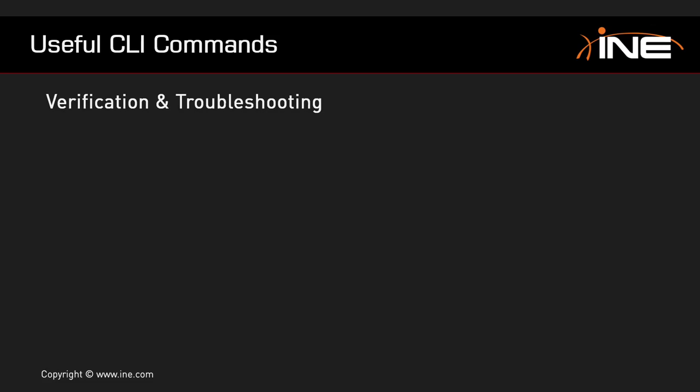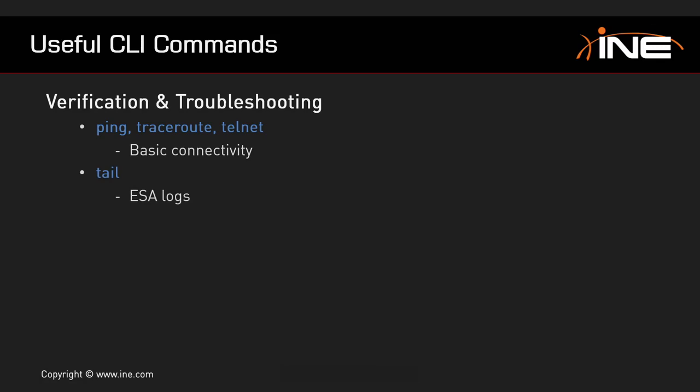We also have some commands that you normally use for verification and basic troubleshooting, like ping, traceroute, and telnet. So those are still available on the ESA. Tail, this is a very important command. This is how you will access ESA logs. You can say tail and specify the name of the log you want to open, or you can just say tail, press the enter key, and it is going to give you a list of all the types of logs supported by the appliance, and then you will be able to choose a given log by referring to its number.